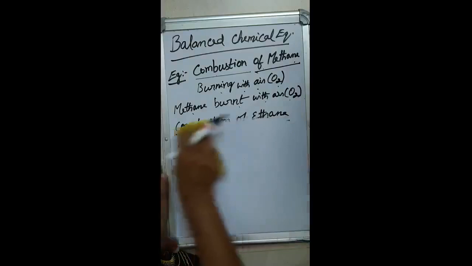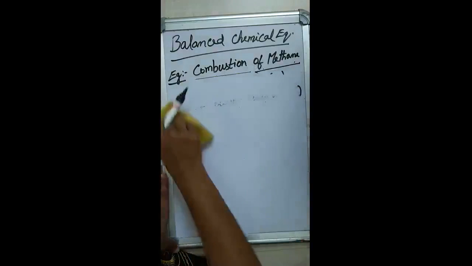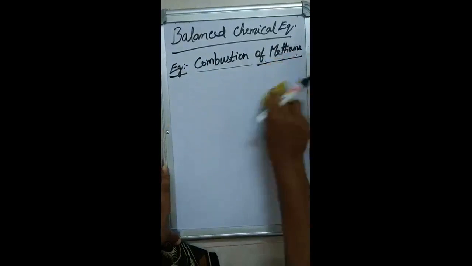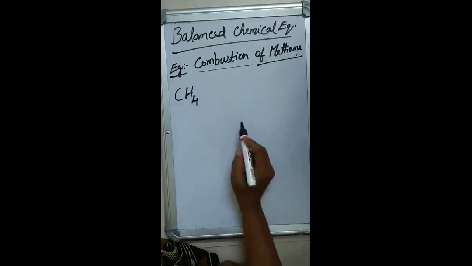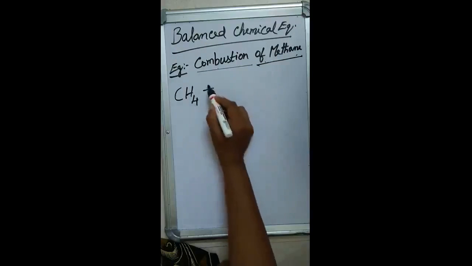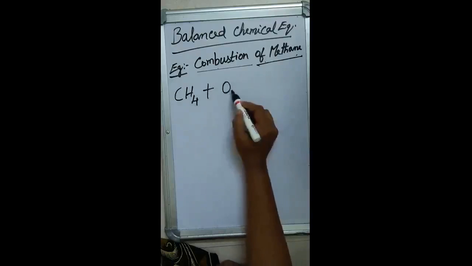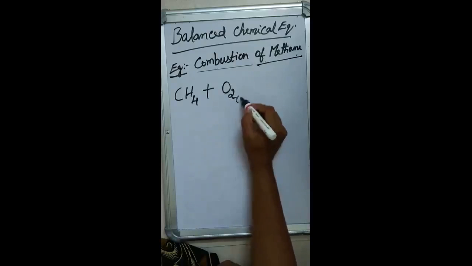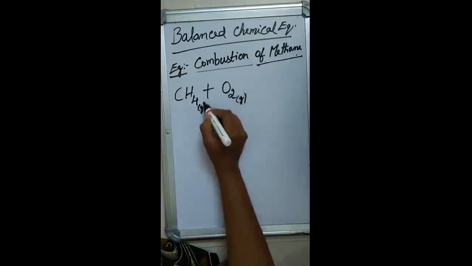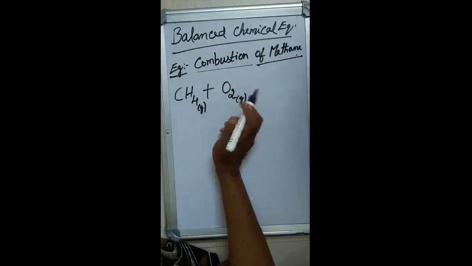Okay, now how to write the equation for this sentence, that is combustion of methane. Now methane, you know the formula of methane, CH4. Okay, now burnt with what? Air, which here I am taking as oxygen. Oxygen is in a gaseous state, so that's why I am writing g. Even methane is also in the gaseous state, so I am writing g.